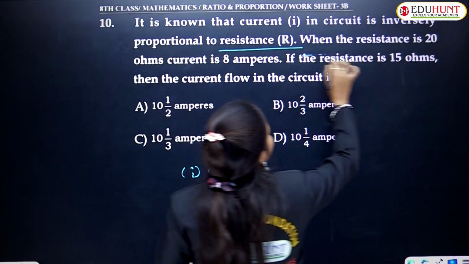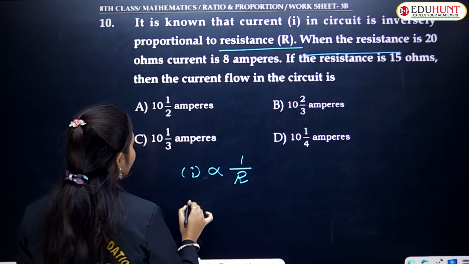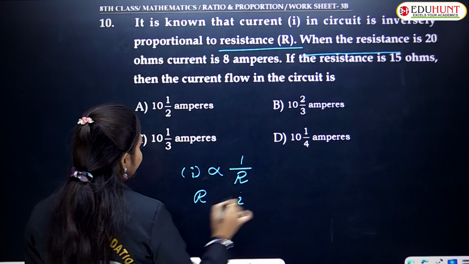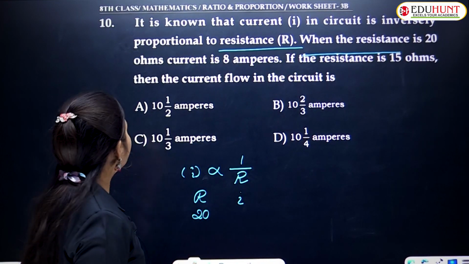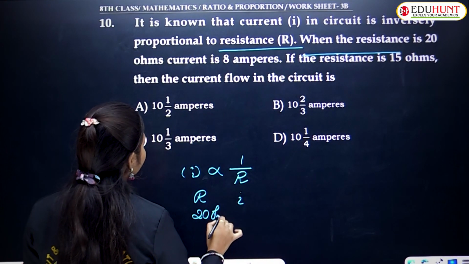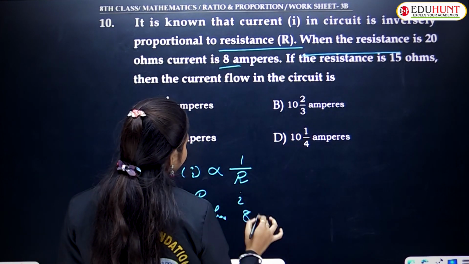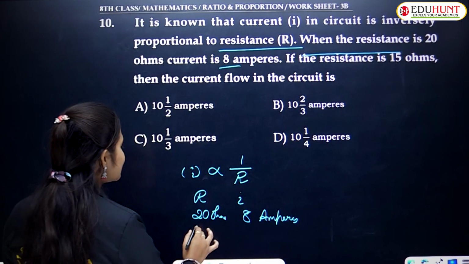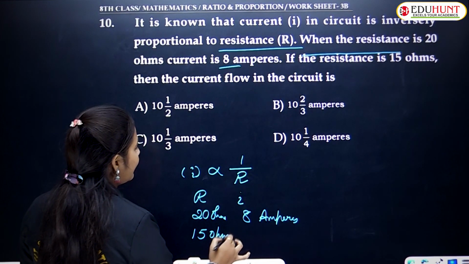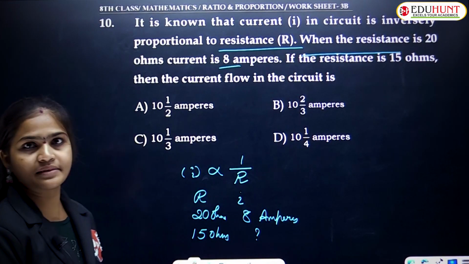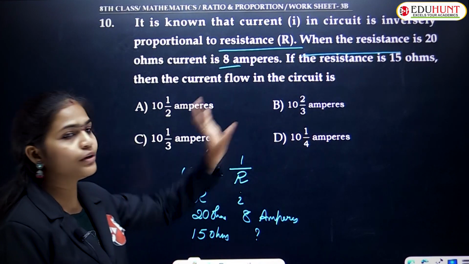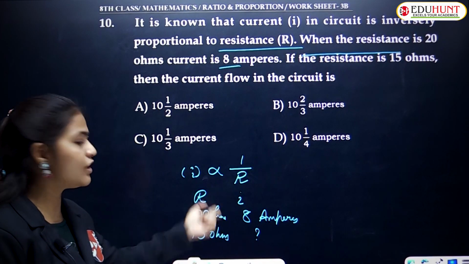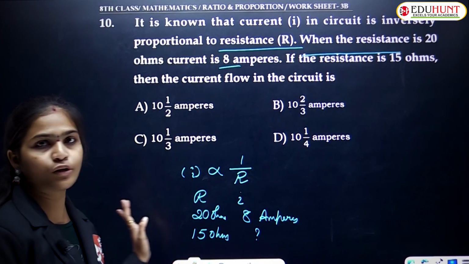So here, when the resistance is 20, which means R and I, resistance is 20 ohms and the current is 8 amperes. If the resistance is 15 ohms, then the current is how many amperes? Then the current flow in the circuit is how many amperes? Ampere is the unit of current. No, this is also a physics-related question.